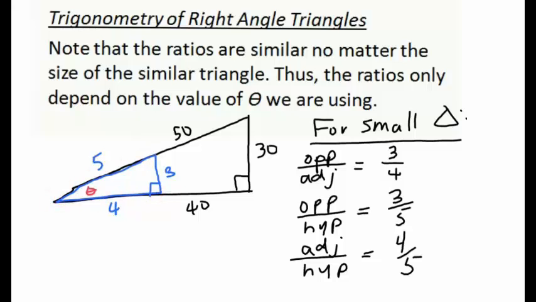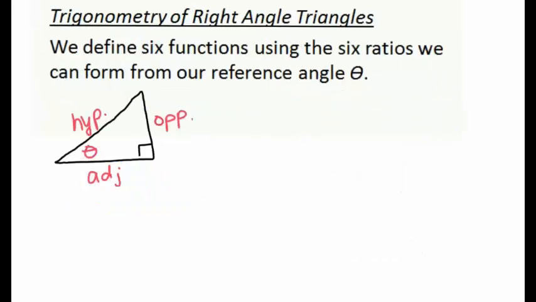And notice that these are the exact same ratios we got for the larger triangle. So this shows us that these three special ratios only depend on the value of theta that we're using. It's this idea that no matter how big our similar triangle is, as long as the value of theta remains constant, the ratios stay the same, that leads us to the idea of trigonometry for right triangles.